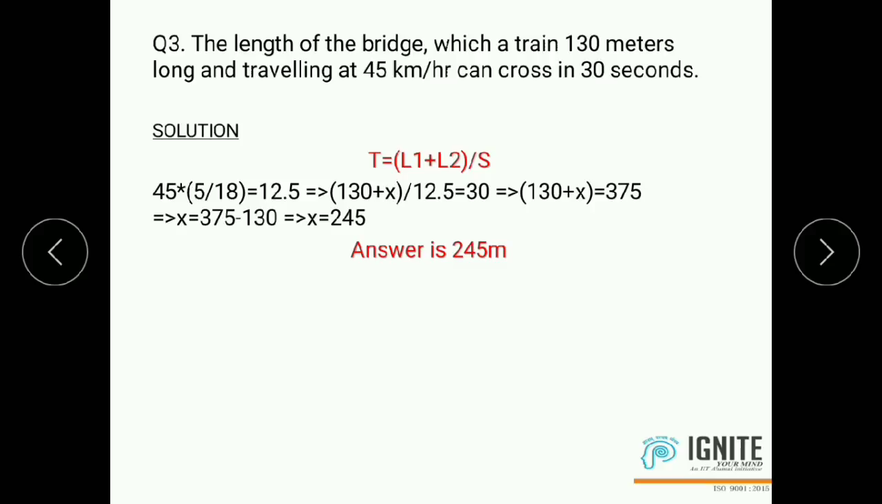Where S is the speed of train. So, substitute all the values. T equals 30, L1 equals 130, you have to find L2. Here time is in seconds and length is in meters, but speed is in kilometer per hour. So, convert speed into meter per second, into 5 by 18. Answer is 245 meter.